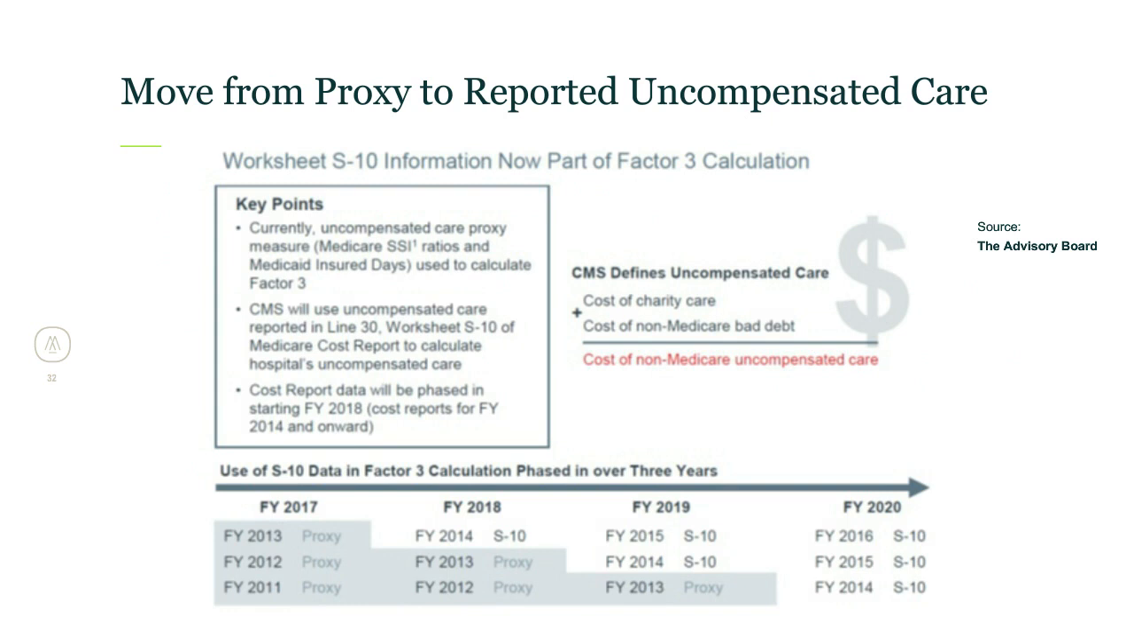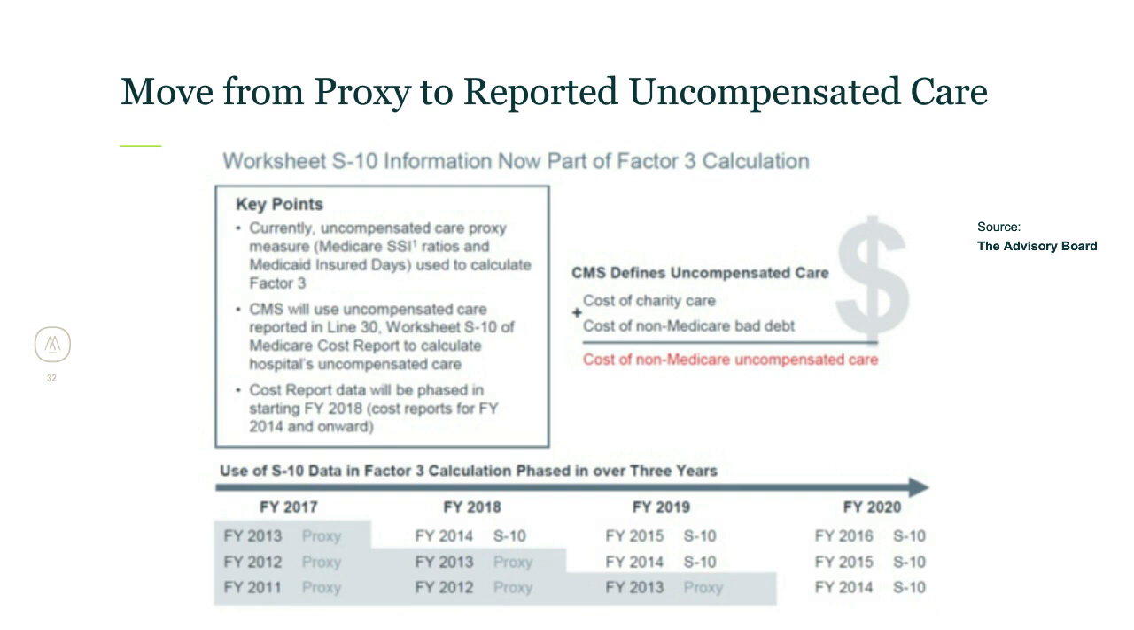This table, again, is from our friends at the Advisory Board, and it provides a great visual of the Worksheet S10 transition timeline. The table also provides a good historical description of how Factor 3 has evolved over time. So please note going forward, CMS defines Factor 3 as the cost of charity care and the cost of non-Medicare bad debt. And what we found missing from this equation is uncompensated care related to the difference between Medicaid cost and Medicaid payment. Sometimes people refer to that as under-reimbursements.